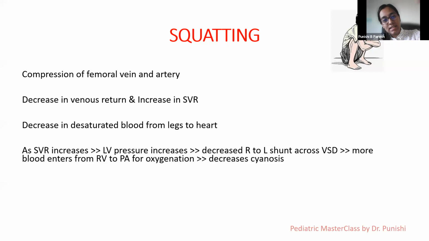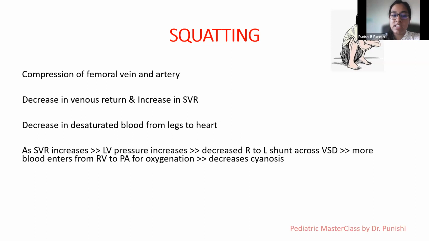Because you have decreased venous return, there is less amount of blood that is available to shunt from the right to the left. Secondly, because you have increase in the systemic venous return and your LV pressures have increased, again, there is going to be a decrease in shunting across the right to the left because the LV pressure is high, right? So what happens is there is decrease in the desaturated blood from the legs entering the heart.